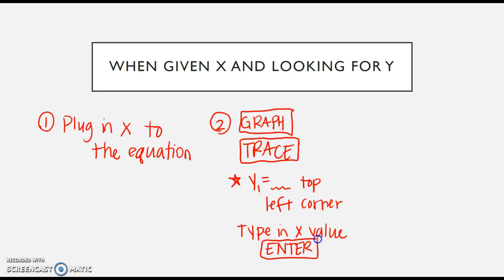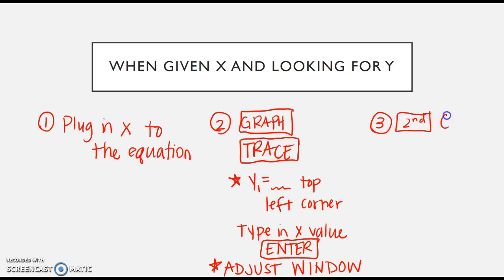Right? The other thing to keep in mind with this, you will get an error if that x value is outside of your window. So if you get an error, you may have to adjust your window, which just means you press the window button and type in your x max that you need it to be, or your x min. You've got to have that x value within your window. And our third option, which works if I have an integer for x, no decimals, no fractions, is to look at your table. Okay, so we would just go to second graph, which would take us to the table for whatever equation you have typed into y equals.